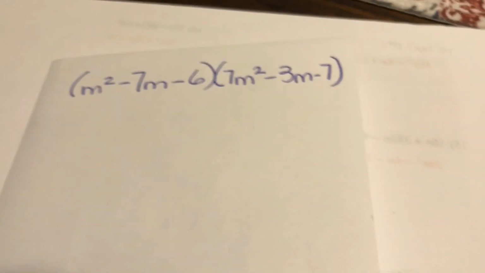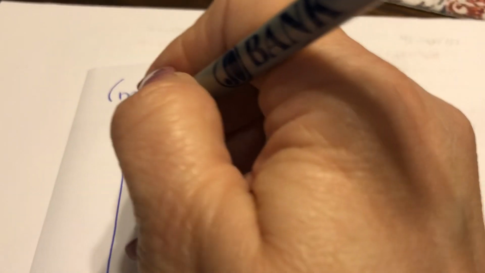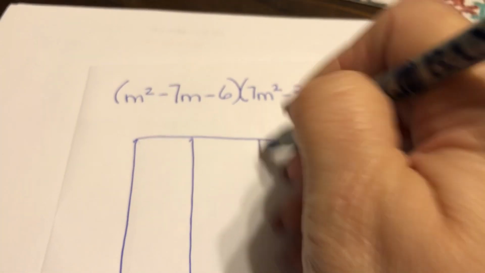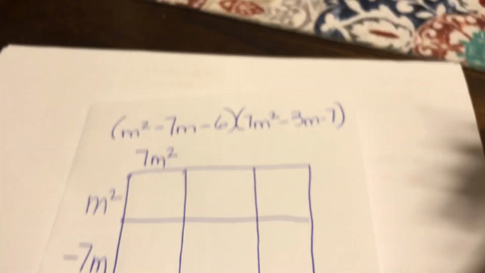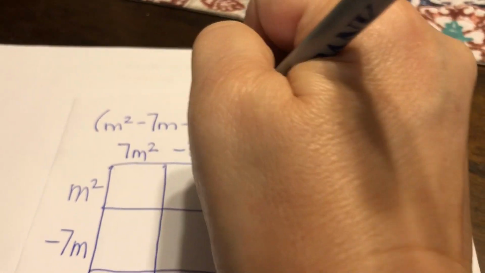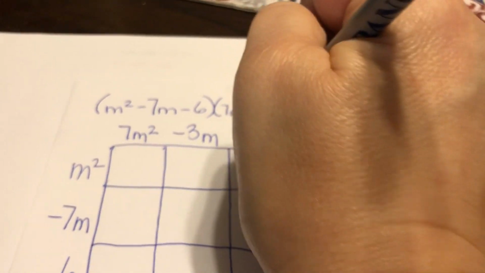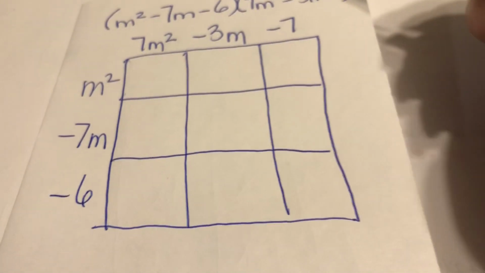Now this is a trinomial times a trinomial, so I'm going to make a 3 by 3 box. So I'm going to have m squared minus 7m. Make sure you keep that sign. Minus 6. Then I'm going to have 7m squared minus 3m minus 7. And then I just start multiplying my box.